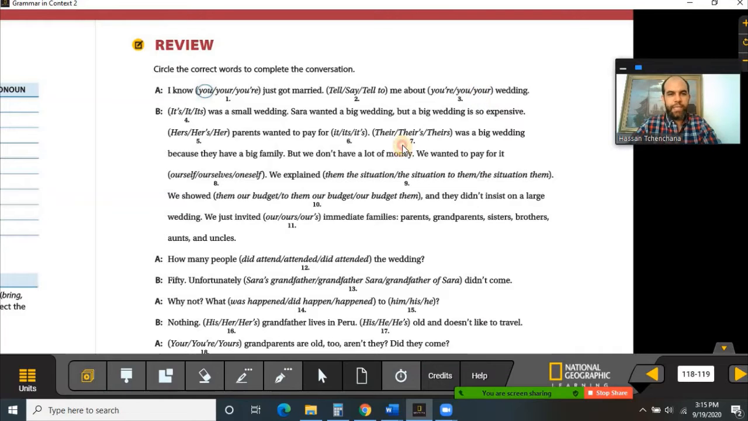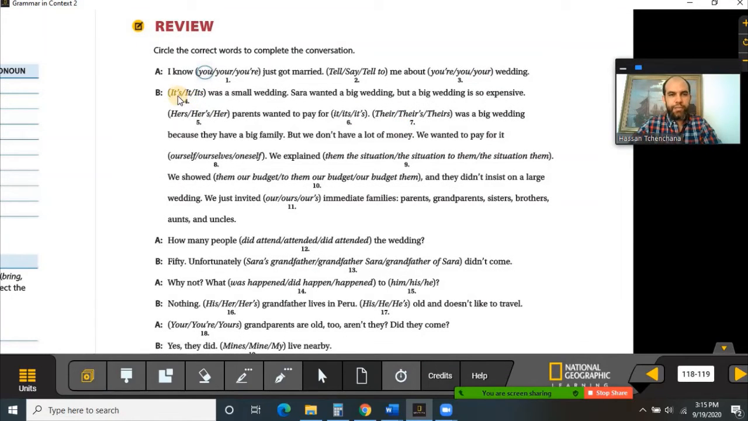Your wedding. Number 4: it's, which is the short form of it is, it, and its, the possessive adjective. Was. Was is a verb. What is missing here before the verb to be is the subject. Which one is the subject here? It is a subject pronoun. Its is the possessive adjective, so it doesn't work as a subject. And here we have an extra verb, it doesn't work. We cannot say it is was. It was. So the correct answer for number 4 is it.